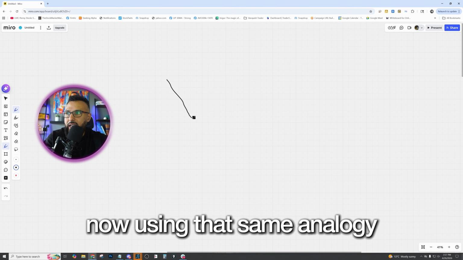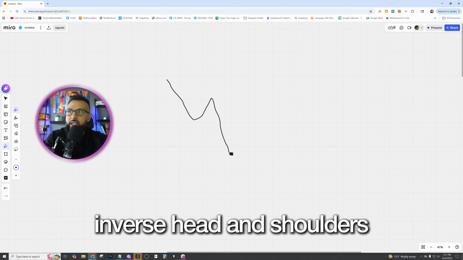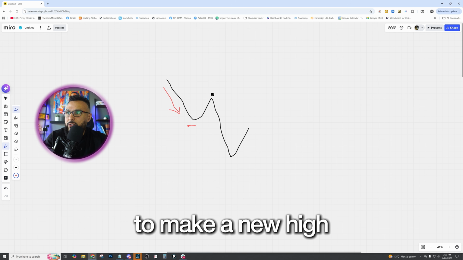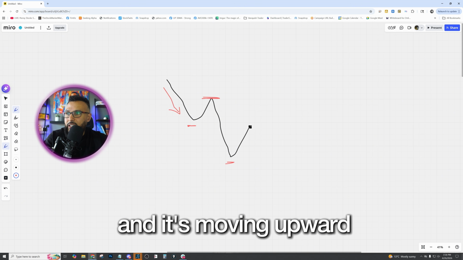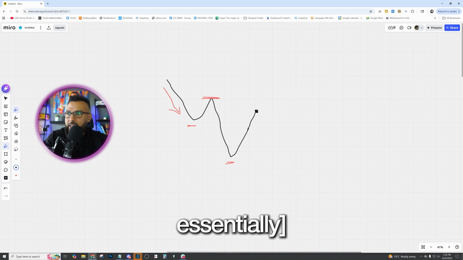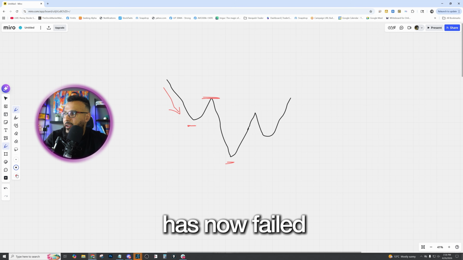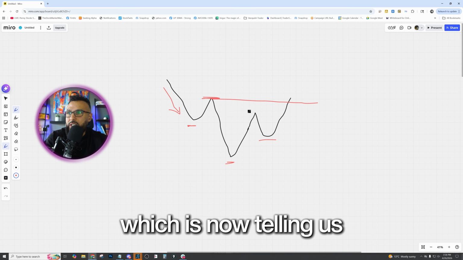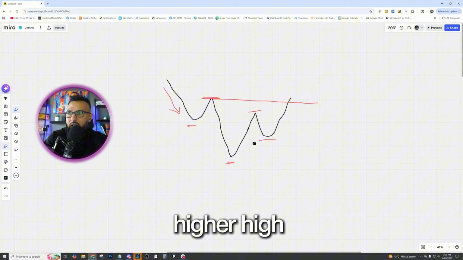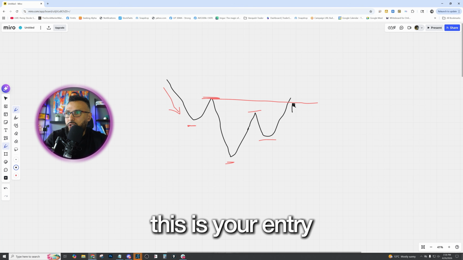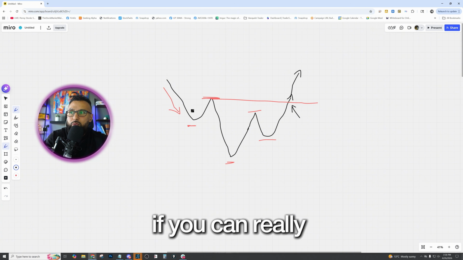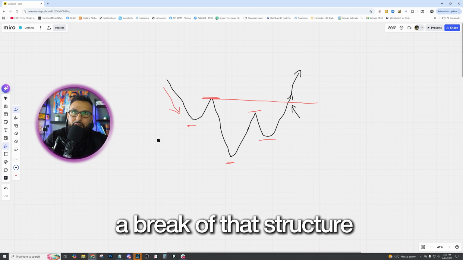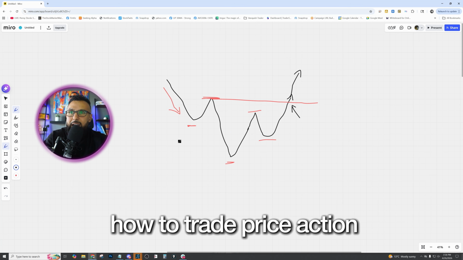Now, using that same analogy, this is exactly why inverse head and shoulders actually work. You have a system where price has come down, bounced, it's failed to make a new high, it's come back down again, and it's moving upward. So the inverse head and shoulder essentially is telling us that price has now failed to make a new low and has officially moved up to break above this prior high, which is now telling us we're about to make a higher high. So once that happens, this is your entry and you're taking the move to the upside. Okay? If you can really simply understand how to draw your higher highs and higher lows and wait for a break of that structure, that is when you understand how to trade price action.